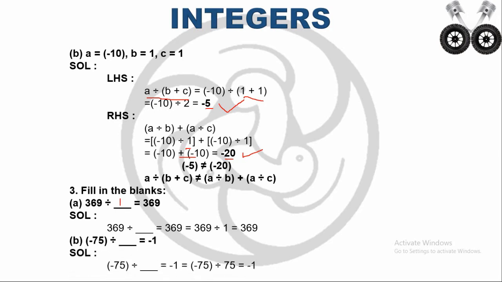So what is subdivision B? Minus 75 divided by dash equals minus 1. That means whenever I divide the same number by the same number, I will get the answer as 1. So here one of the integers has a negative sign and the other integer should have the positive sign. So I have to write here plus 75. So minus 75 divided by plus 75, I get the answer as minus 1.